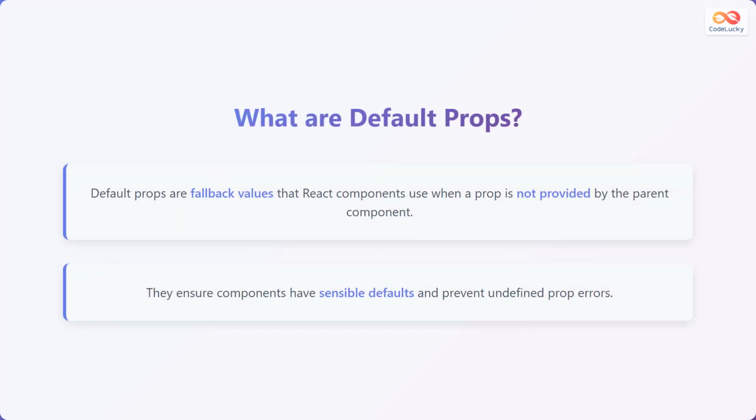So what exactly are default props? Default props are fallback values that React components use when a prop is not provided by the parent component. They ensure that your components always have sensible defaults and prevent undefined prop errors. This makes your code more robust and easier to maintain.